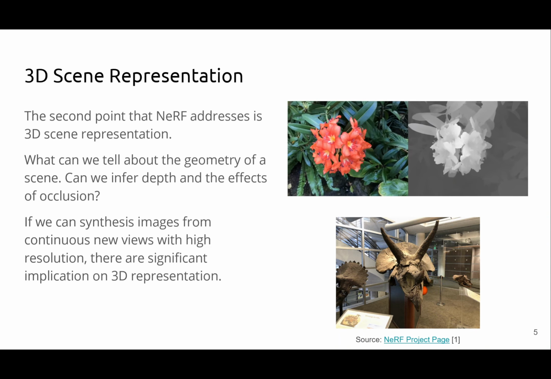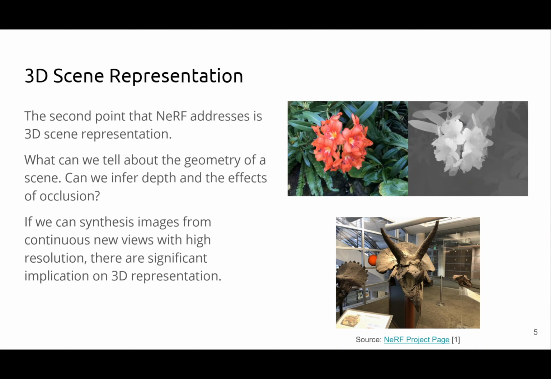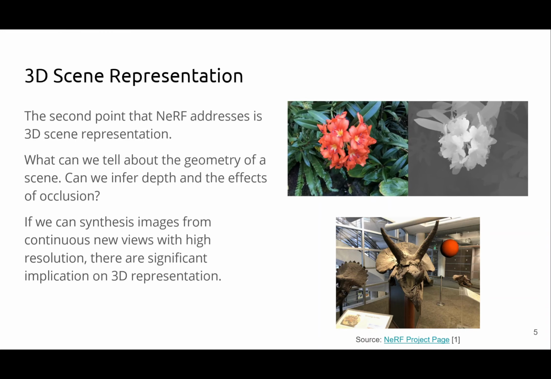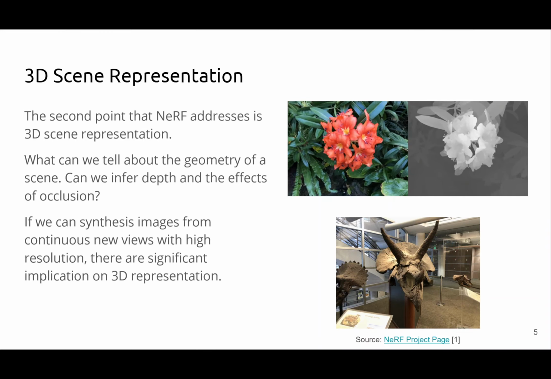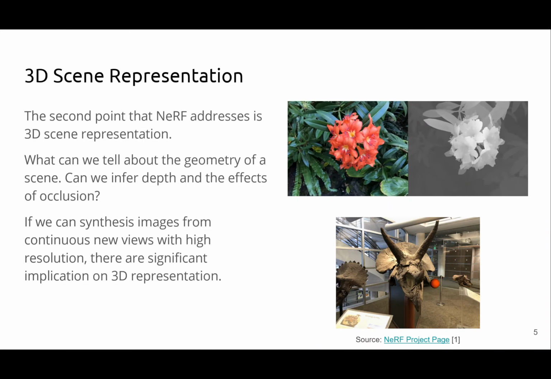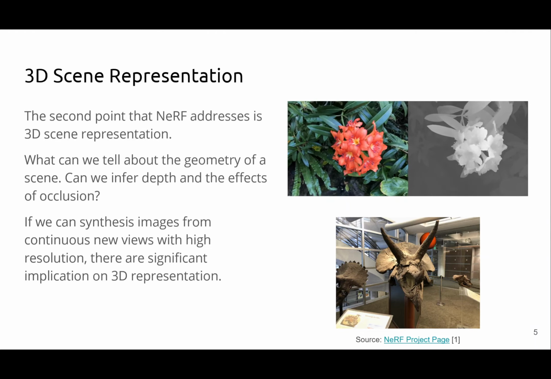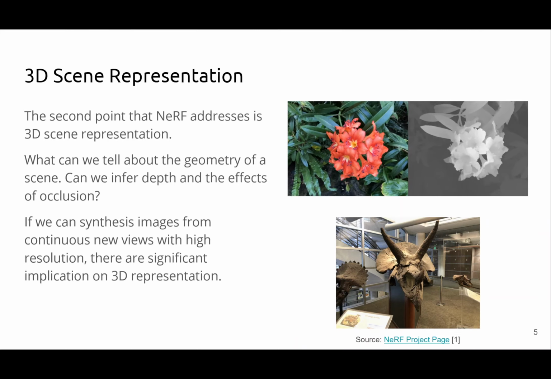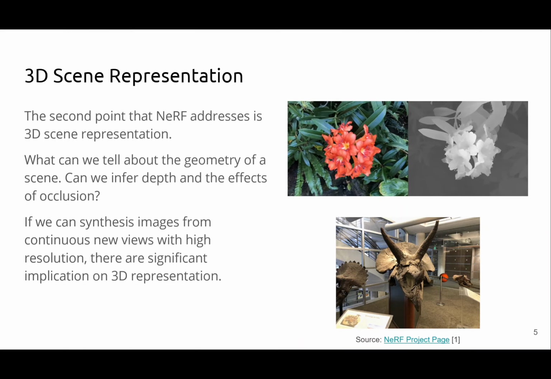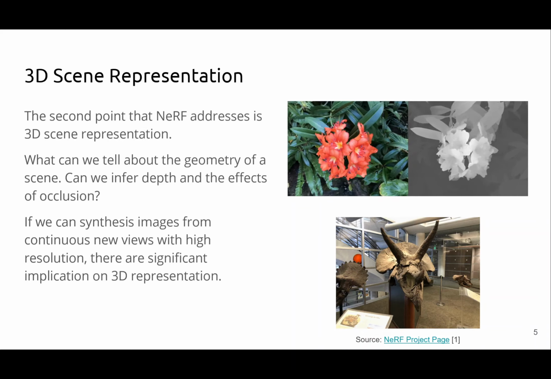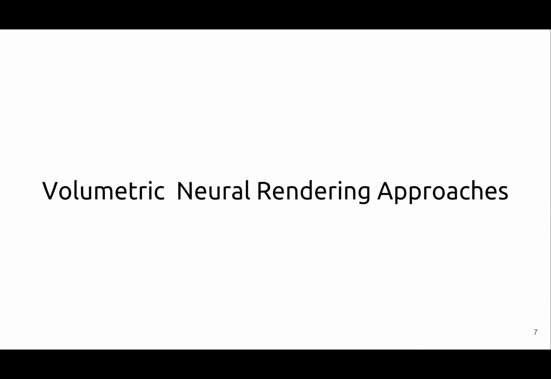The second point that neural radiance fields addresses is 3D scene representation. What can we tell about the geometry of a scene, and can we infer information like depth and the effects of occlusion? If we can synthesize images from continuous new views at a high resolution, then there are significant implications on 3D representations. Neural radiance fields is part of a family of approaches known as volumetric neural renderings.